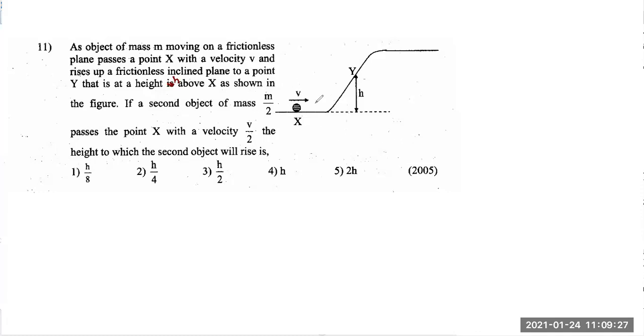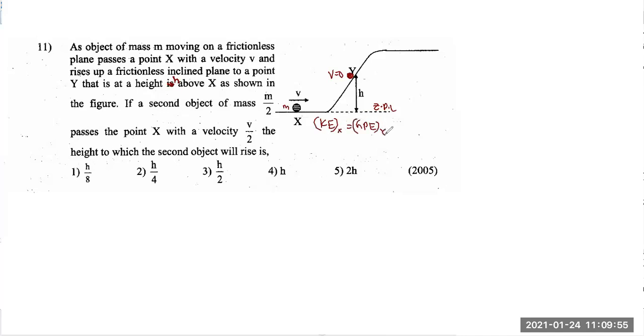Okay, now you have to do this question carefully. I'm going to consider two diagrams. Let's start with the first case. An object of mass m is moving and then it reaches the maximum height here, and at this point its velocity is going to be 0. If you take this as your zero potential level, you can say the kinetic energy at x should be equal to the gravitational potential energy at y.